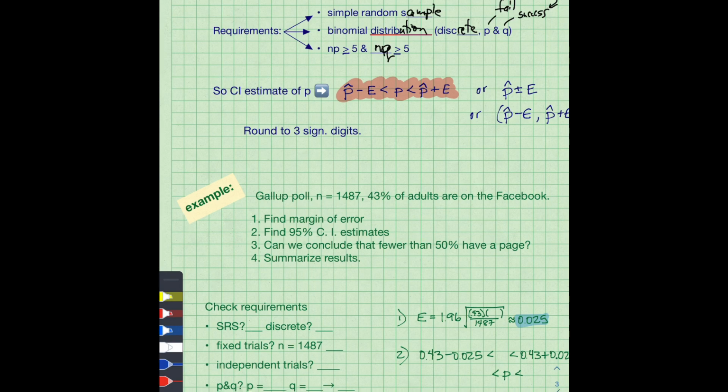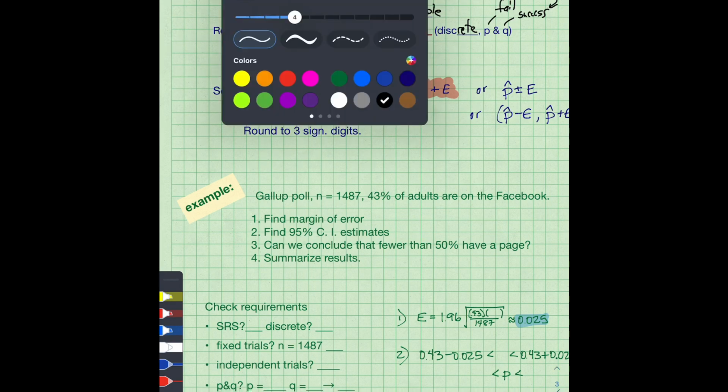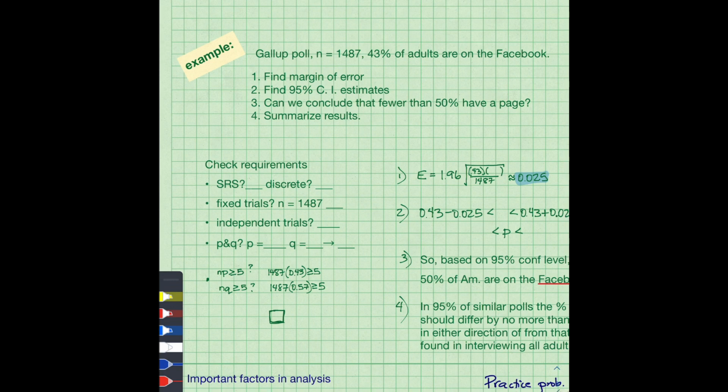Summarize. So the first thing you do in these problems is they're going to check: have you done your requirements? Do you know that you're able to use our formulas? We're going to assume Gallup knows what they're doing. They're doing simple random. Is it discrete? Yes, because these are adults. They're whole people, not parts of people. Fixed trials? Yes. Independent trials. Does one trial affect the outcome of the next trial? Again, we're partly assuming that Gallup is doing a good job of making sure. So that's on faith.